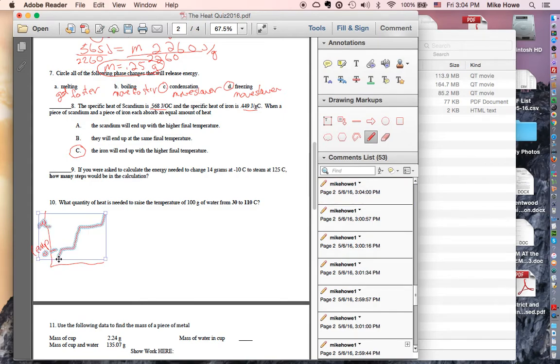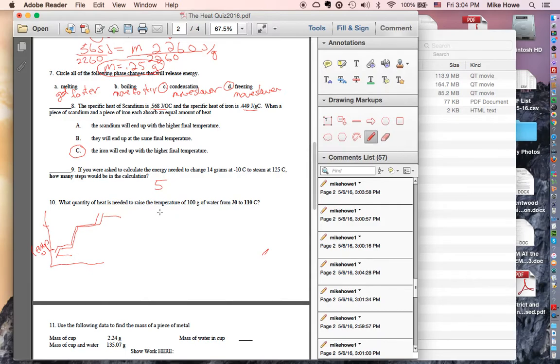So you're somewhere in this area, down below 0, and 110 is up here, somewhere up in there. So you're going to have to go up, over, and up. So you're going to have 5 steps to make this calculation. So that answer was 5.